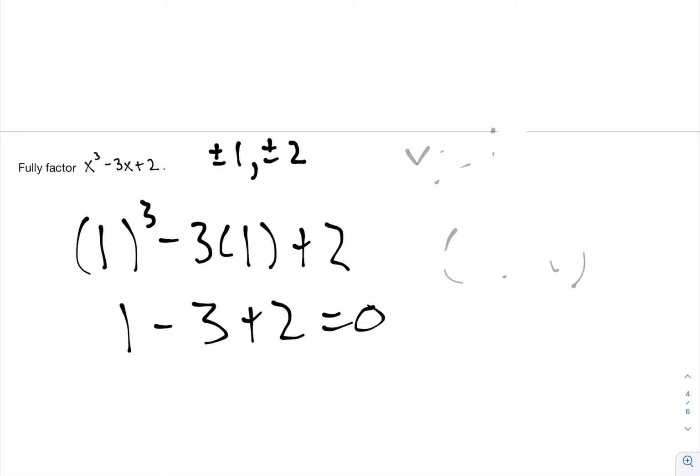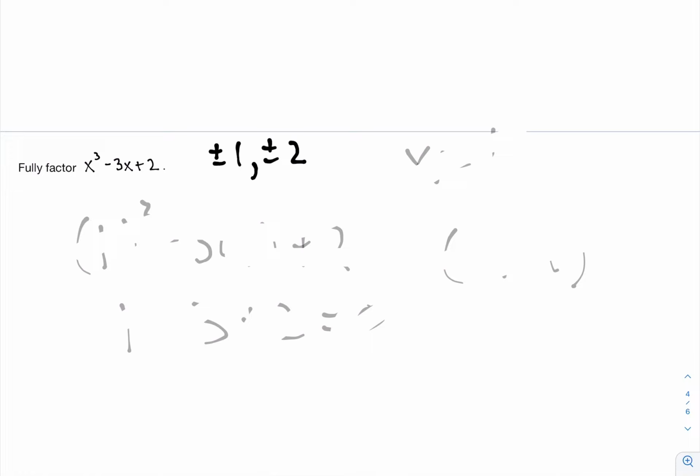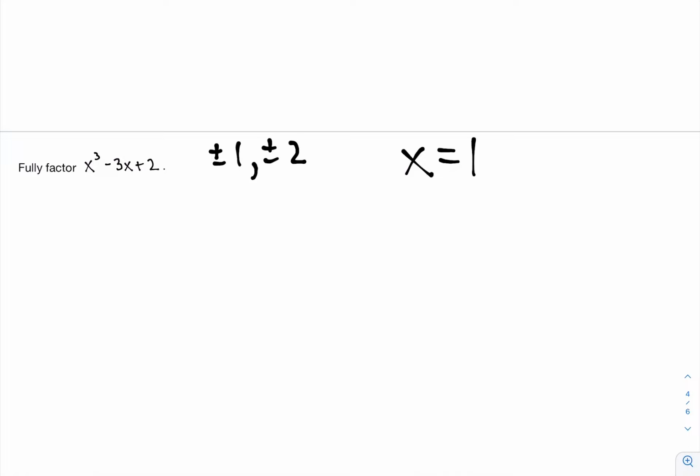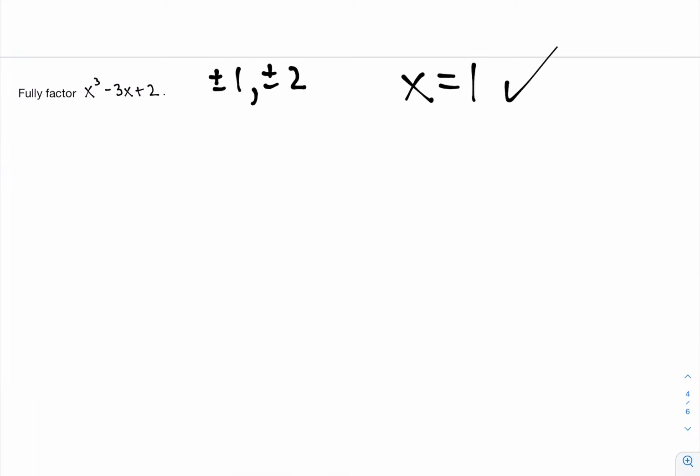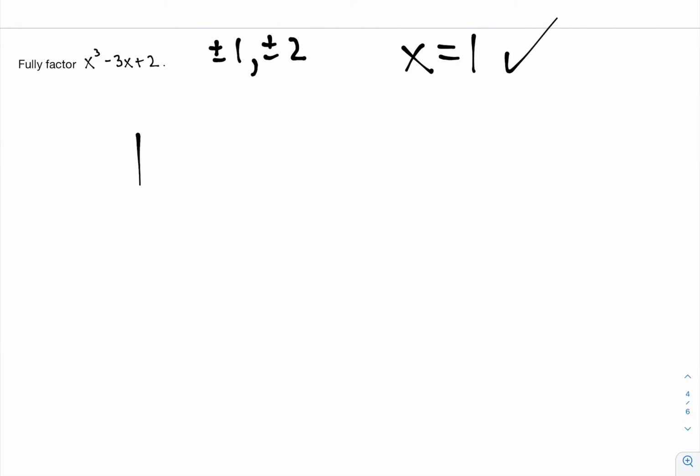Okay, so if we know that x equals 1 is one of our factors, one of our zeros of the function, or it's not a function in this case, but we can think of it as a function. So if we know that we're going to start with x equals 1, that kind of checks the box. Let's use synthetic division. If we know x minus 1 is a factor of this thing, using the factor theorem, we can use synthetic division.